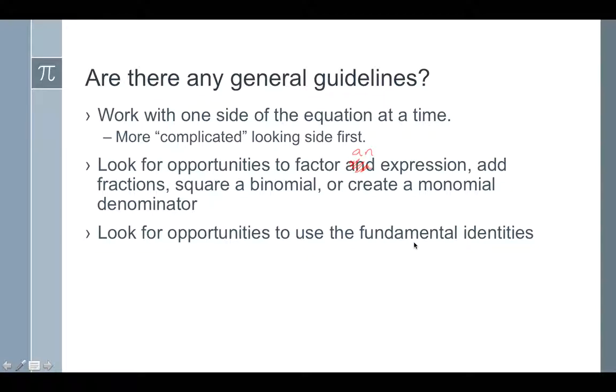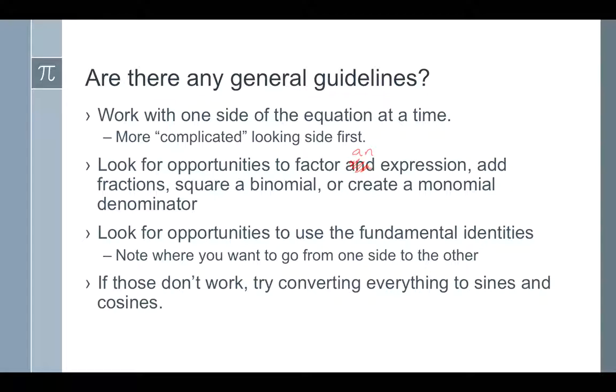Look for your opportunities to use your fundamental identities, the ones we used in 7.1. Really pay attention to where you want to go. Don't try changing things into random functions. Try to change them into functions that will be useful to get to the other side of the equal sign.